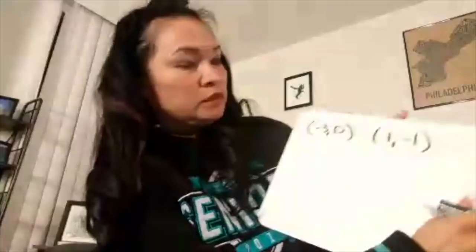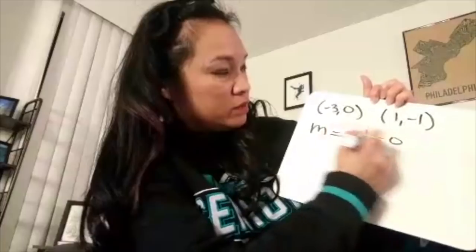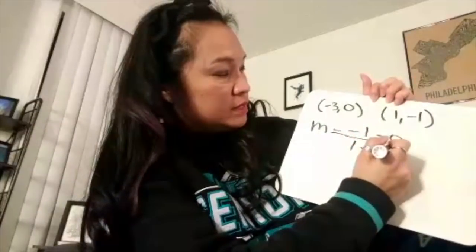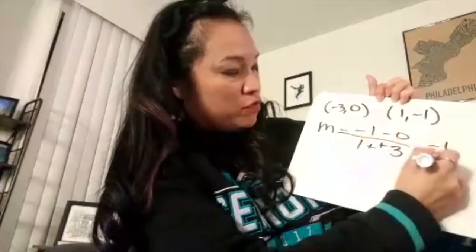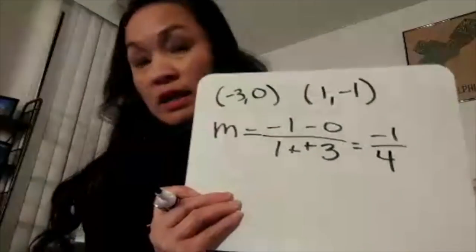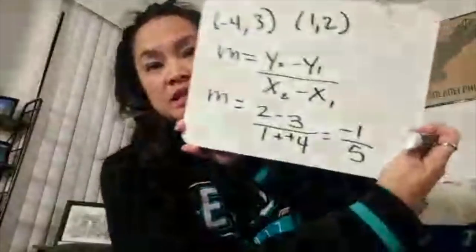Now we're going to find the slope of the red line, B. The 2 points that are on there are -3 and 0, and 1 and -1. You guys already know the formula. So M equals -1 minus 0 over 1 minus -3. Simplify that, -1 over 4. So the slope of the red line is -1/4. What was the slope of the blue line? It was -1/5. Are they the same number? No, they are not, which means they are not parallel.